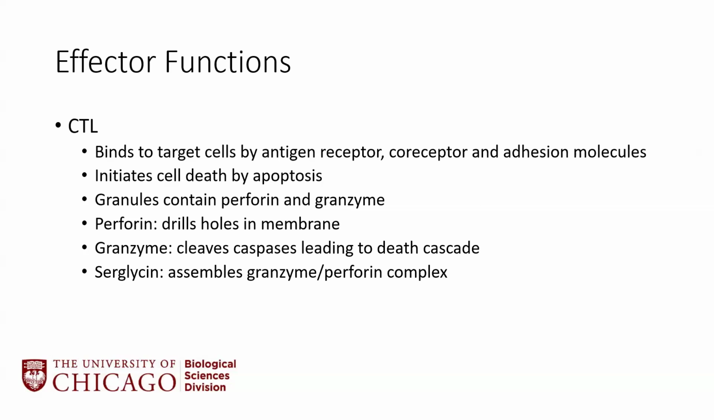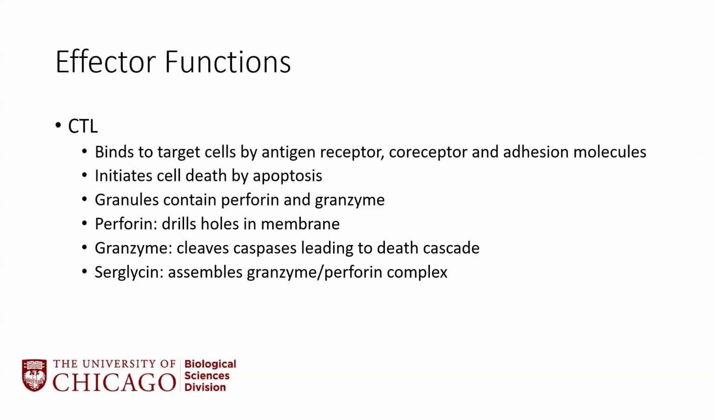So then granules will contain perforin and granzyme. Perforin will be released and drills holes into the membrane of the target cell after stable adhesion between the cytotoxic T lymphocyte and the target cell happens. The two will closely approximate. These granules are released. Perforin will drill holes in the membrane of the target cell, and then granzyme enters and it cleaves caspases that lead to the death cascade.